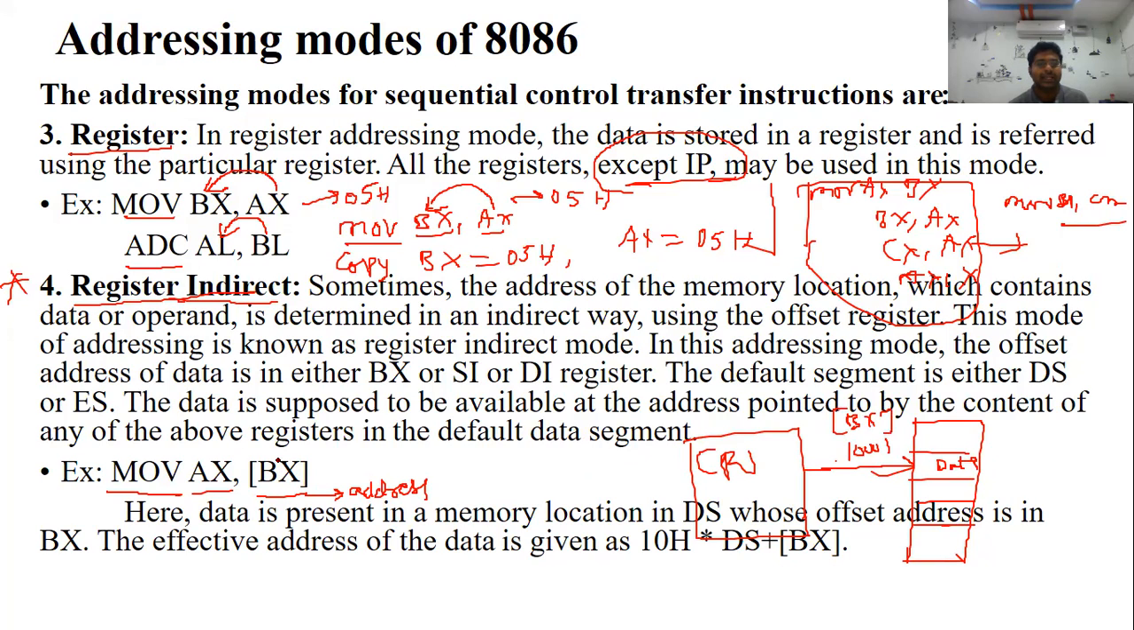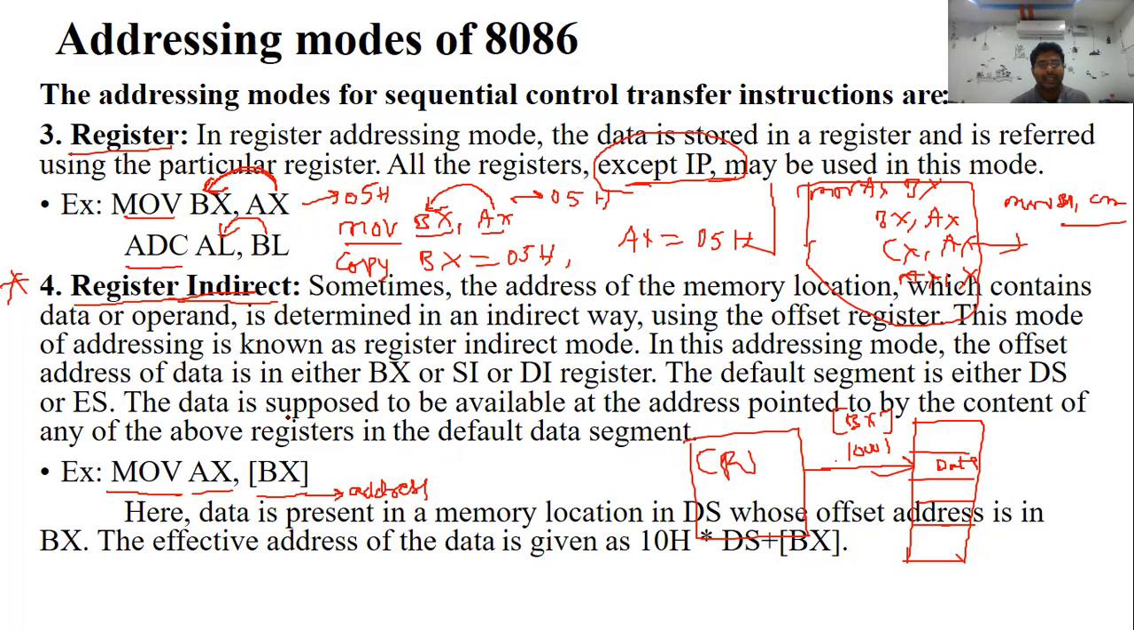So you do not directly transfer the information. It first goes to the BX address location, then whatever data is present in that address location is copied. But here you can directly copy whatever information is stored in the AX to the BX. But here BX shows some address location.